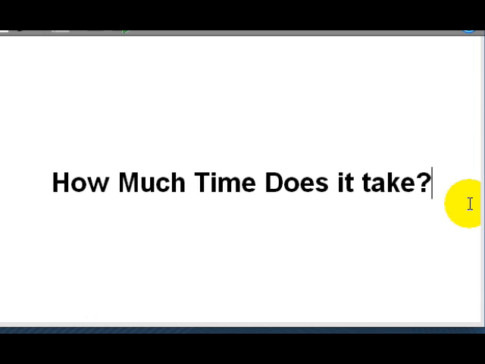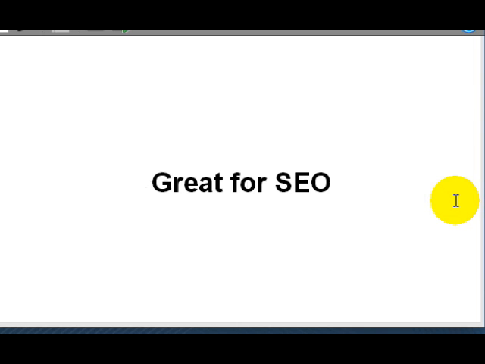Maybe in the beginning it could take you 15 to 20 minutes, but as you do it more and more often, it might take you 10 to 15 minutes to rewrite the articles and do things like that. Submitting to article directories is probably where you want to spend most of your time. The third thing I want to mention is that article marketing is great for SEO.